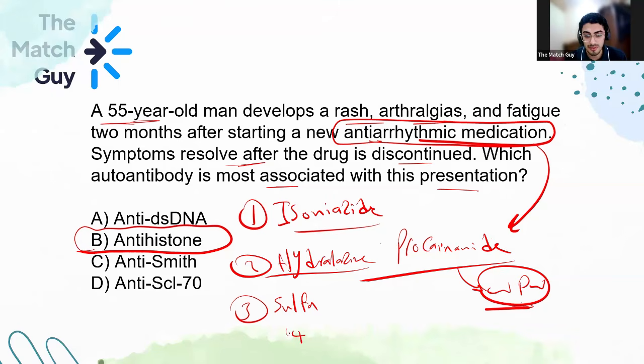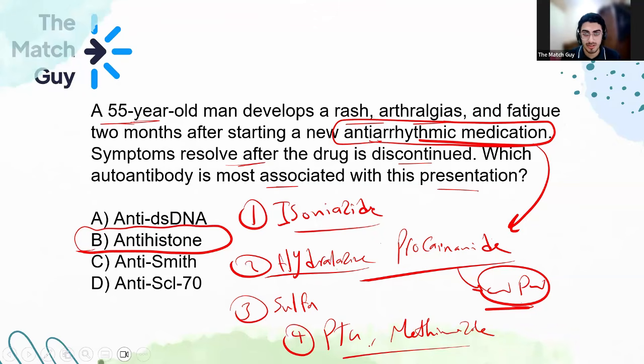We also have PTU and methimazole. These are the antithyroid medications. They can be given in case of hyperthyroidism. They can also cause drug-induced lupus. Amazing. Also anti-TNF alpha medications and all of this. All right, guys, be familiar with these examples.